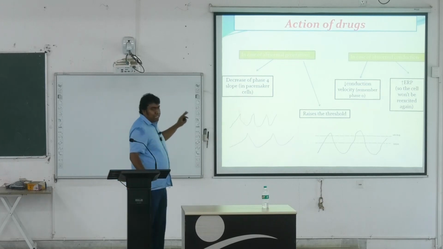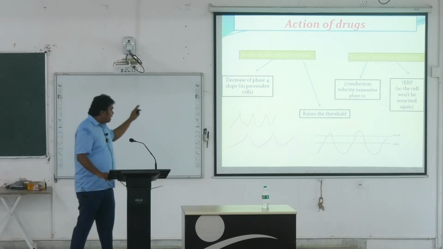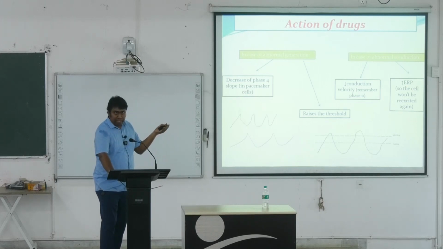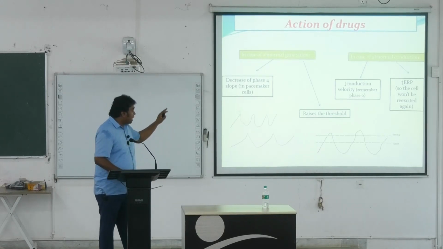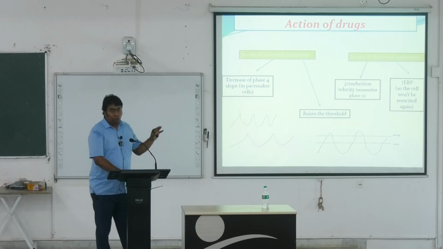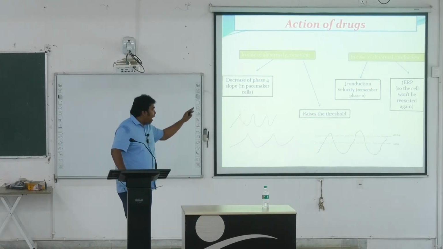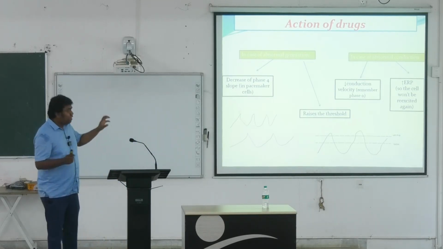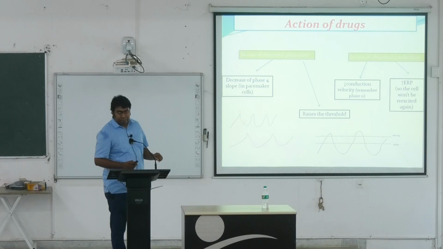In case of abnormal generation, two pathologies can be counteracted by the drug: decrease phase 4, or raise the threshold. Whereas in case of abnormal conduction, reduce velocity, which is by the effect on phase 0, and increase the effective refractory period. These two are more effective to control the arrhythmia due to abnormal conduction.